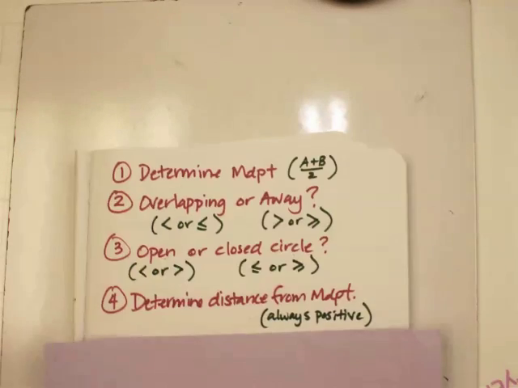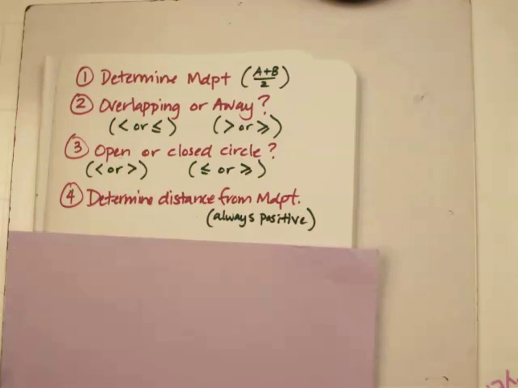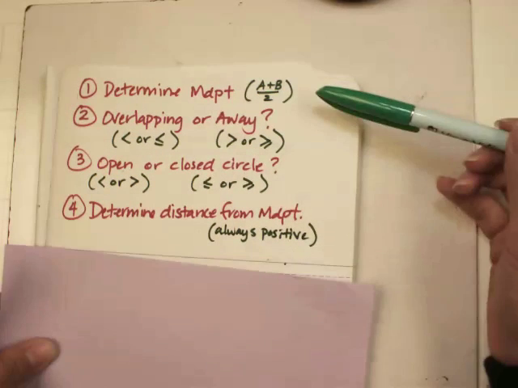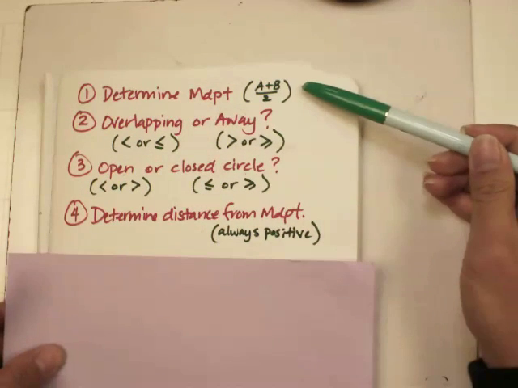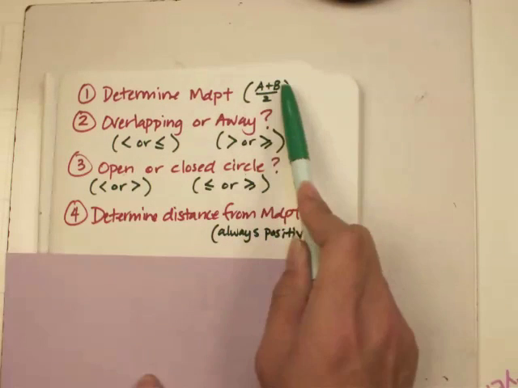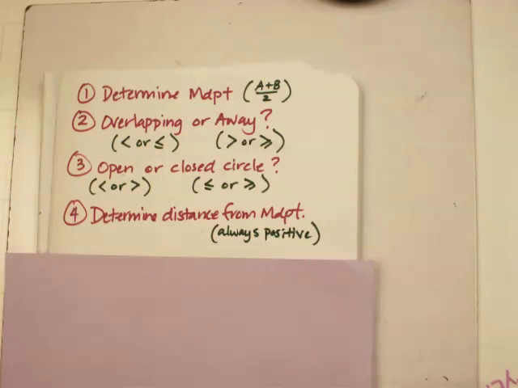So there are a few steps to writing equations with absolute inequalities. Not equations, but inequalities. We have step 1, determine the midpoint. And if you can't tell by looking at the graph, what you can do is you can add the 2 points together and divide by 2.